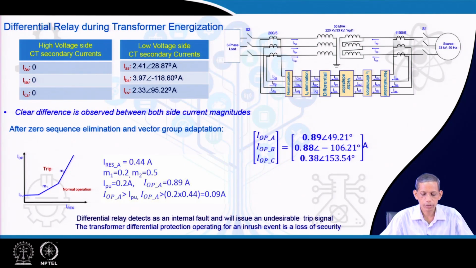So, this operating current is close to 0.9. That leads to it being greater than this, and also greater than our M1 0.2 into 0.44, which is 0.09. Therefore, this point will fall in the trip region, and the differential relay will trip for the transformer energization case.